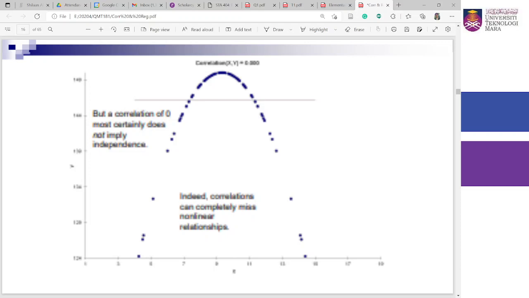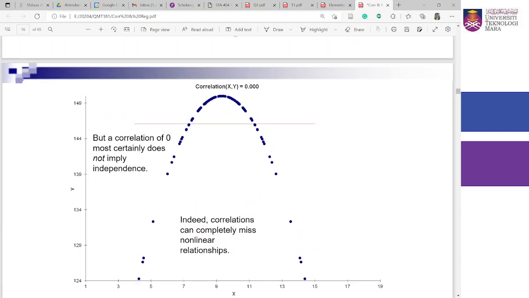So that is another example. Ini adalah example untuk yang non-linear. The correlation is 0, maksudnya does not imply interdependence. Indeed, correlation can completely miss non-linear relationships. So macam ni adalah non-linear relationship. So there is no way kita boleh lukiskan linear relationship.